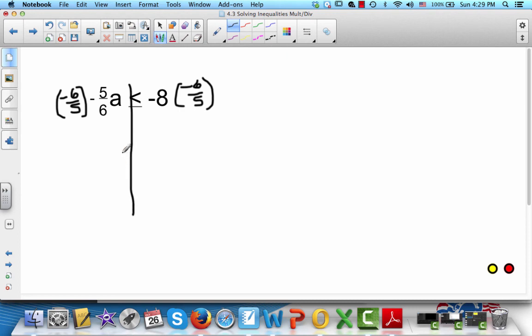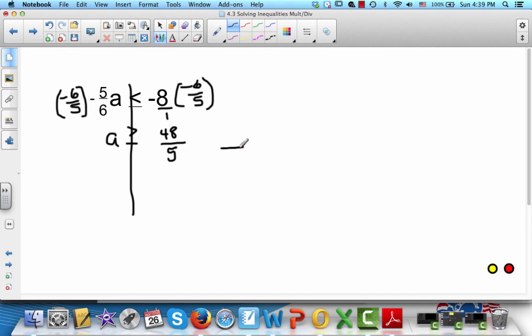Draw our line down the middle here. This means that these go away on this side. Since we multiplied by a negative number, a negative 6 over 5, I'm sure that you remembered that we need to switch the direction of the inequality from less than or equal to greater than or equal to. And over here we've got negative times negative, which gives us a positive answer. And we go 8 times 6, numerator times numerator, it gives you 48. And denominator times denominator, 1 times 5 gives you 5. So our answer is a is greater than or equal to 48 over 5.